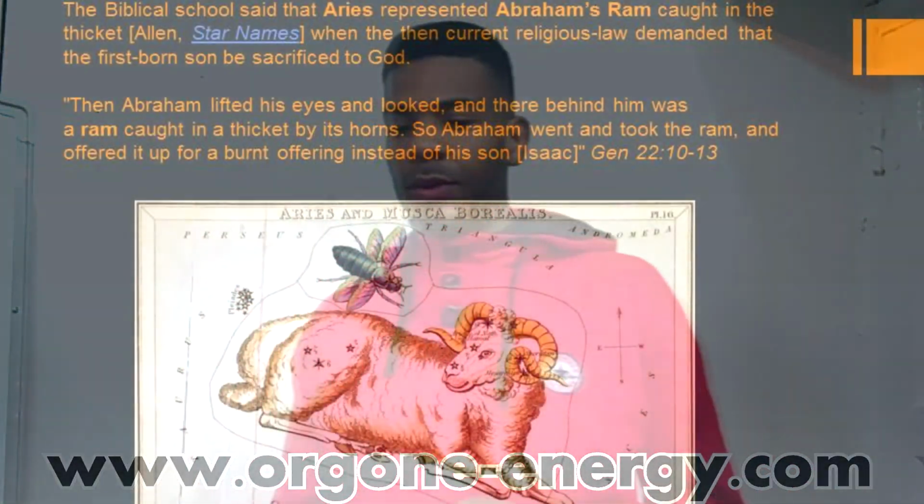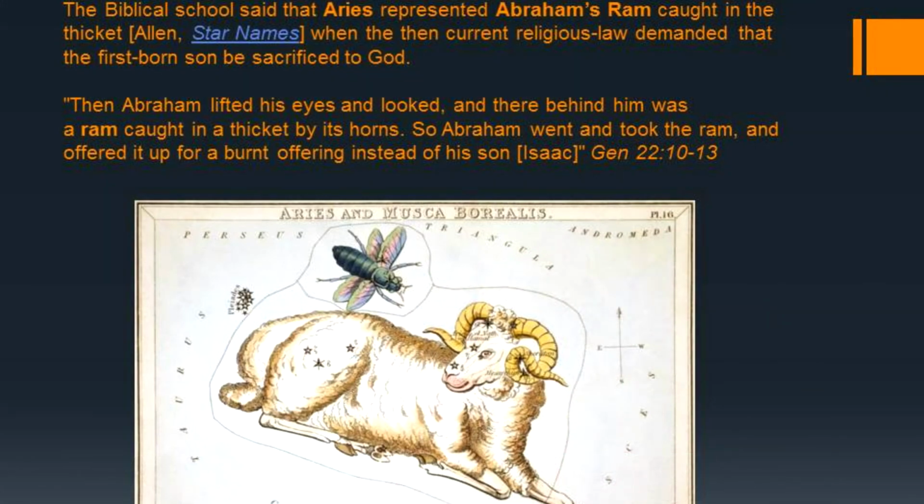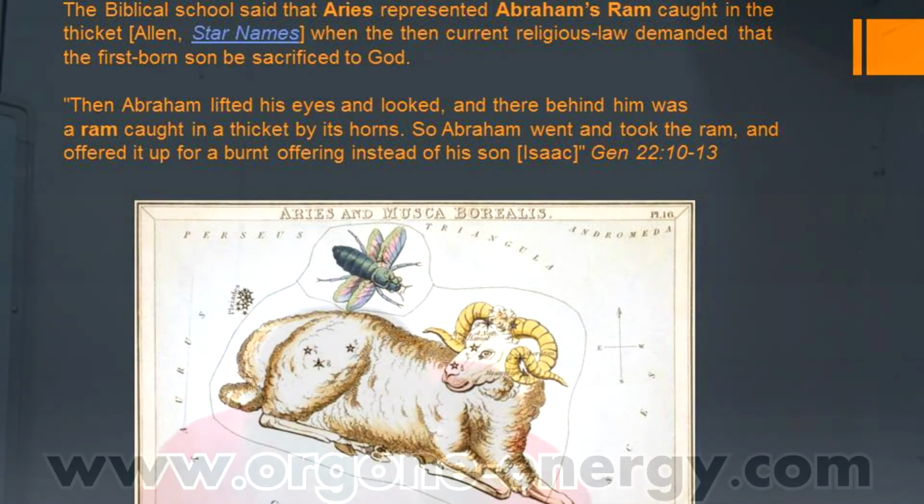Okay, now to get to the final in-depth esoteric light of the ages, we're going to just talk about Aries from a biblical term, and then we can move on, for those that are religious. So the biblical school said that Aries represented Abraham's ram caught in a thicket, when the then current religious law demanded that the firstborn son be sacrificed to God. Then Abraham lifted his eyes and looked, and there behind him was a ram caught in the thicket by its horn. So Abraham went and took the ram and offered it up for a burnt offering instead of his son.